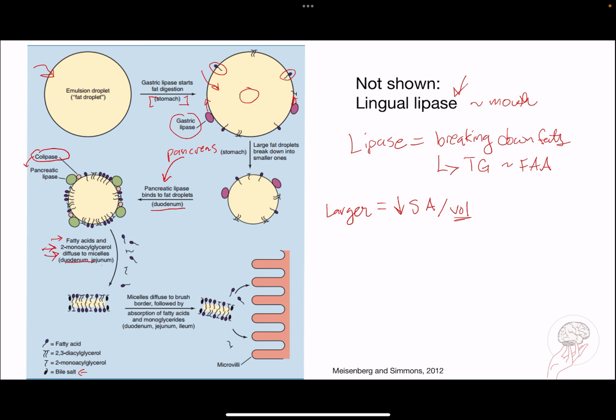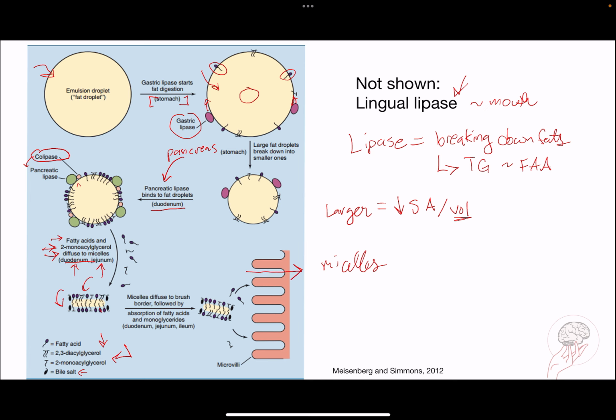It's going to diffuse into micelles, or this fat droplet is going to become a micelle, which can diffuse in the duodenum and jejunum. So here we have a micelle. And micelles are made up of fatty acids and some triglycerides, less triglycerides and more of these diacylglycerols and monoacylglycerols. These micelles are now small enough that they can actually just diffuse into the enterocyte.